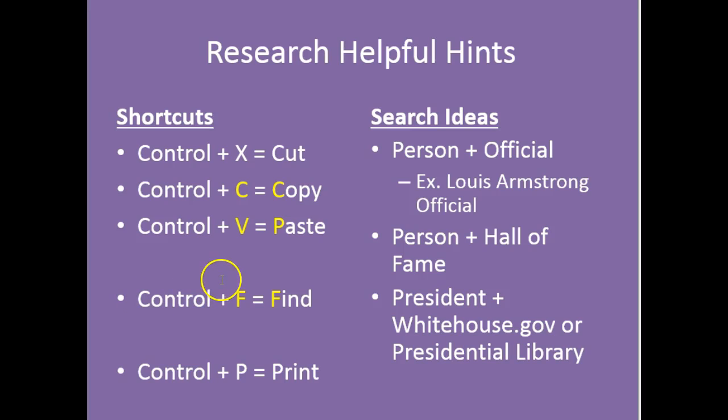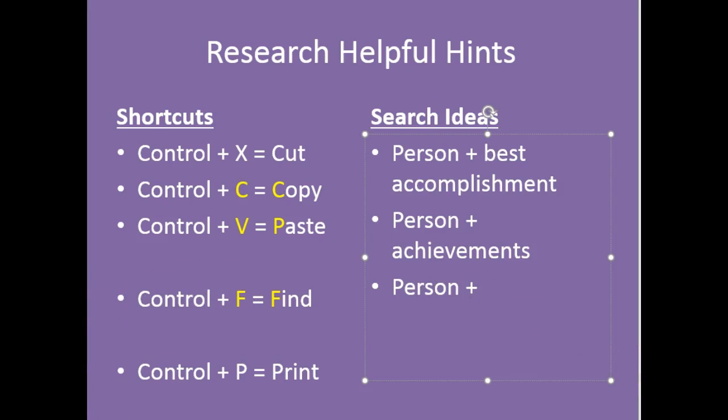And then some search ideas as you guys are looking today. I would look for things like your person's name, so Jackie Robinson and his best accomplishment, or Jackie Robinson's achievements, or Jackie Robinson and why he or she is famous. So those are the types of things that I would try to seek out when looking for what are they best known for.